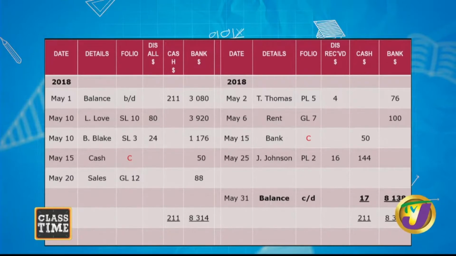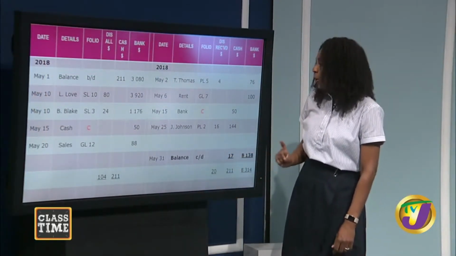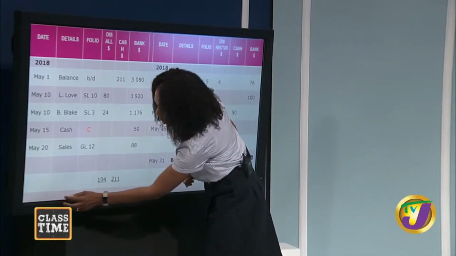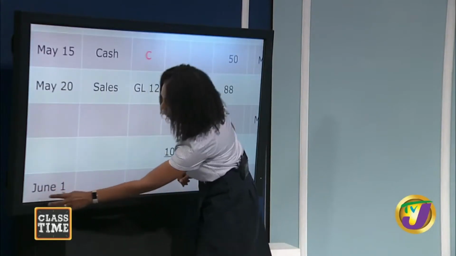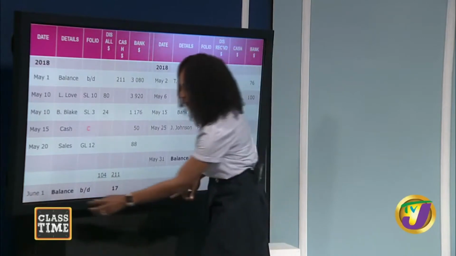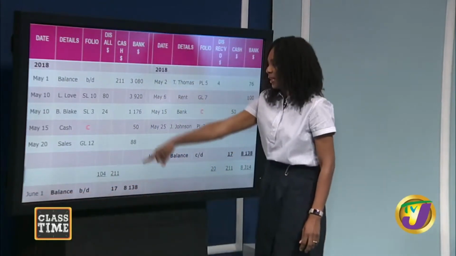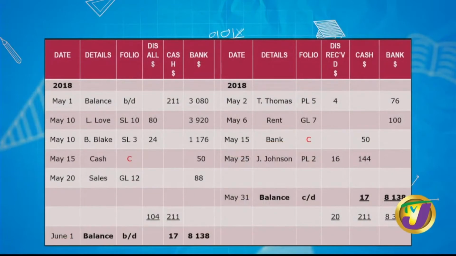Now remember, students, if the closing balance is on the credit, then the opening balance must be shown on the debit. Good. So, here we are. Our closing balance is on the credit, and our opening balance, to show continuity, will be shown on the debit side. So remember, your balance CD is the same as your balance BD. There's a balance CD of $17 for cash, and there's also a balance BD of $17 for cash.